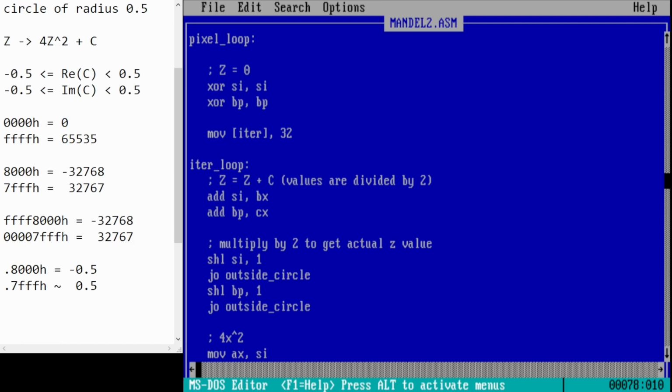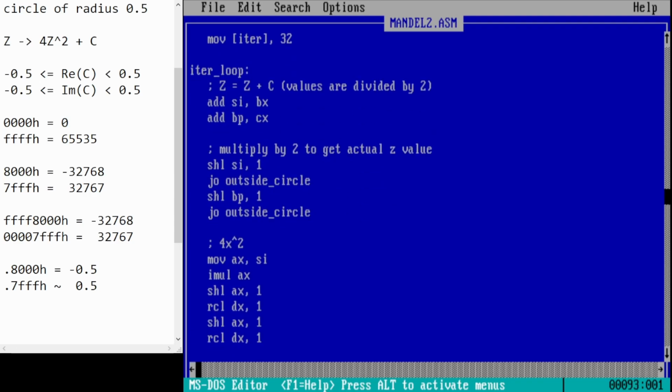So no overflows here, and now I'm ready to do my shift left by 1 bit to get the unshifted values and detect my overflows. And this is what I talked about above. In that case, we want to stop our iterations and draw a coloured point on the screen. So if either the real part or the imaginary part overflows when I do my shift, then I'll jump to a label called outside circle, which is further below, where I handle all that. Now if I get to here, that means that I was not outside the range, and so I'm all ready to start computing my new z squared value.